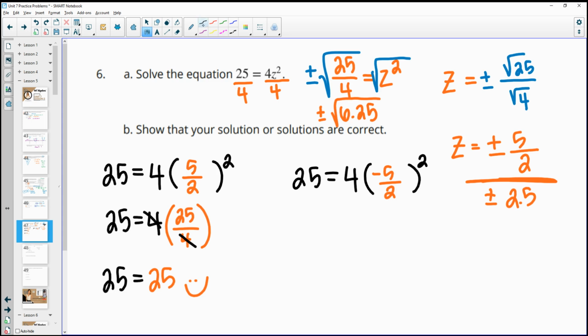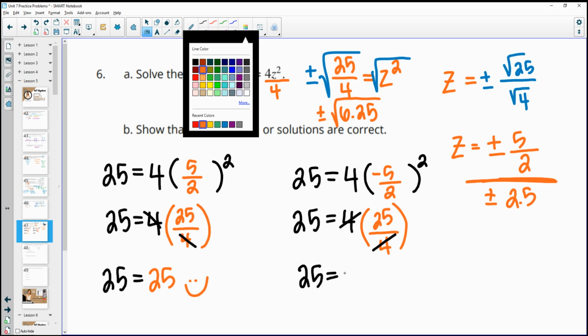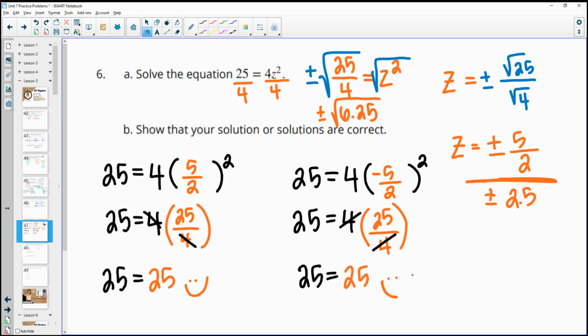Then we're going to look at this next one, and we'll simplify this. So again, we will square the top and bottom. So negative 5 times negative 5 is positive 25, and then 2 times 2 is 4. So I dealt with that exponent. Then we'll multiply the 4 times 25 fourths. So we get 4 times 25 divided by 4, so those 4s will cancel out to 1. So we end up with 25 equals 25 again, and that says that negative 5 over 2 is a solution as well.